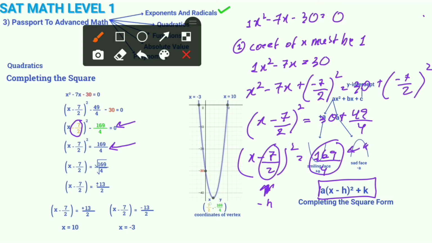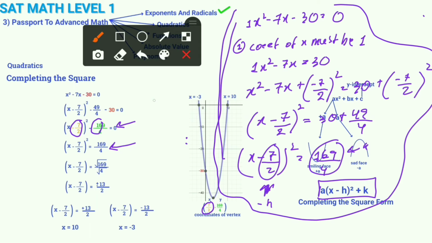If it is written minus 7 upon 2, then we will write it down as 7 upon 2, and we always change the sign. If it is written minus 169 upon 4, then we'll take it minus 169 upon 4, because the sign will not change for y, it will be changed for x. Okay. This is the concept when doing completing the square.